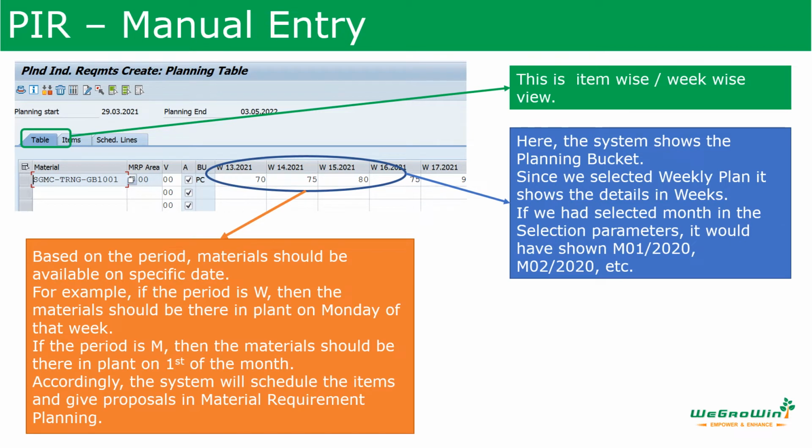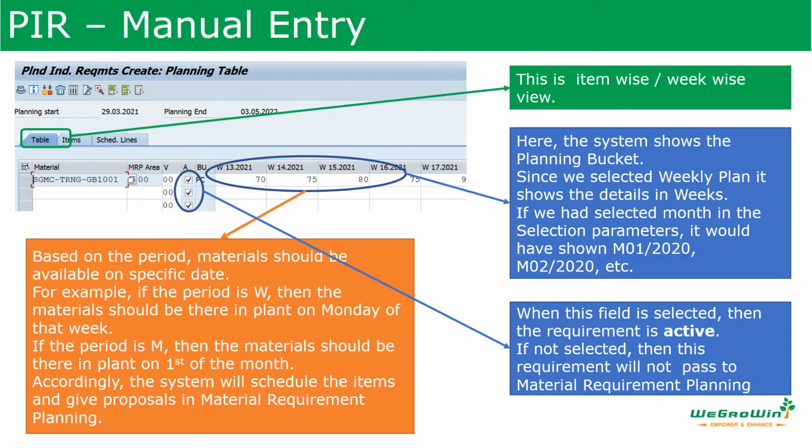And based on the period, the material should be available on a specific date. Whichever material you are planning here should be available. For example, if you enter the period as weekly, that is W, then the material should be in the plant on the first day of the week. For example, if the first day is Monday, the material should be available on Monday. Similarly, if we enter the planning bucket as M, the material should be available on the first of the month. Accordingly, the system will schedule the required items and give proposals to procure or produce the materials from the MRP run.